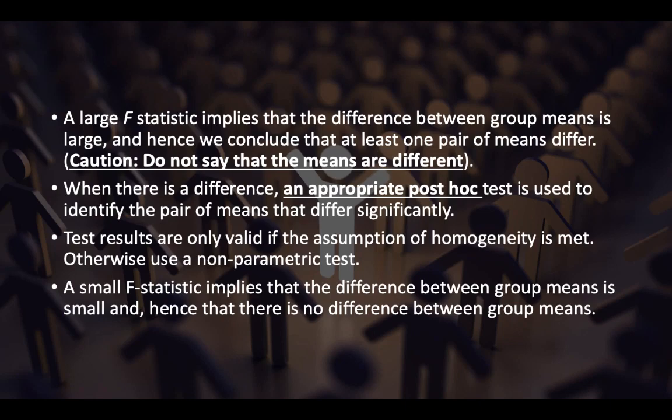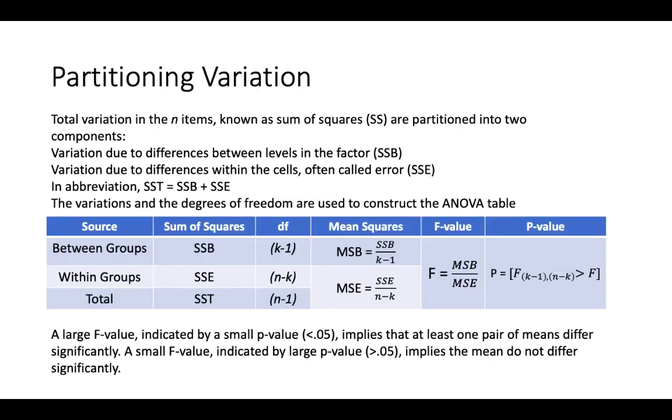A small F statistic implies that the difference between group means is small and hence there's no difference between the group means, okay? So this is the partitioning of variation. The total variation in the data is also known as the SST, or total sum of squares, and it is partitioned into two components. One is between groups and another is within groups. The between groups sum of squares is also known as the SSB, and the within groups is also known as the sum of squares error.